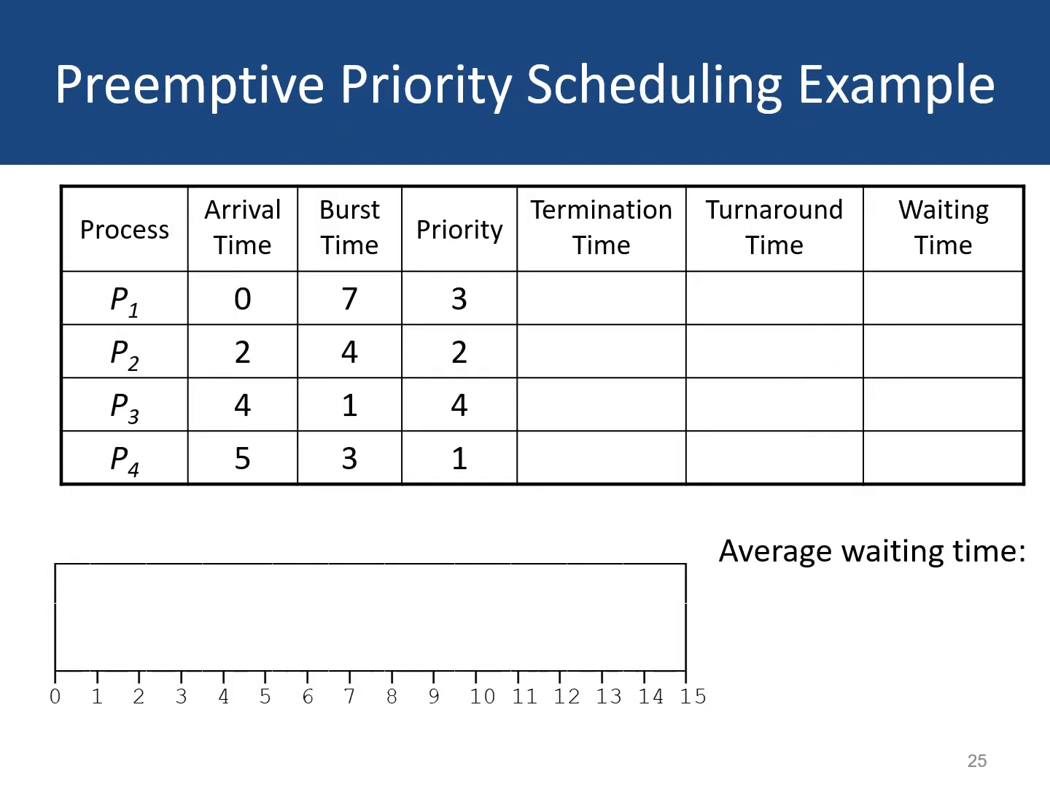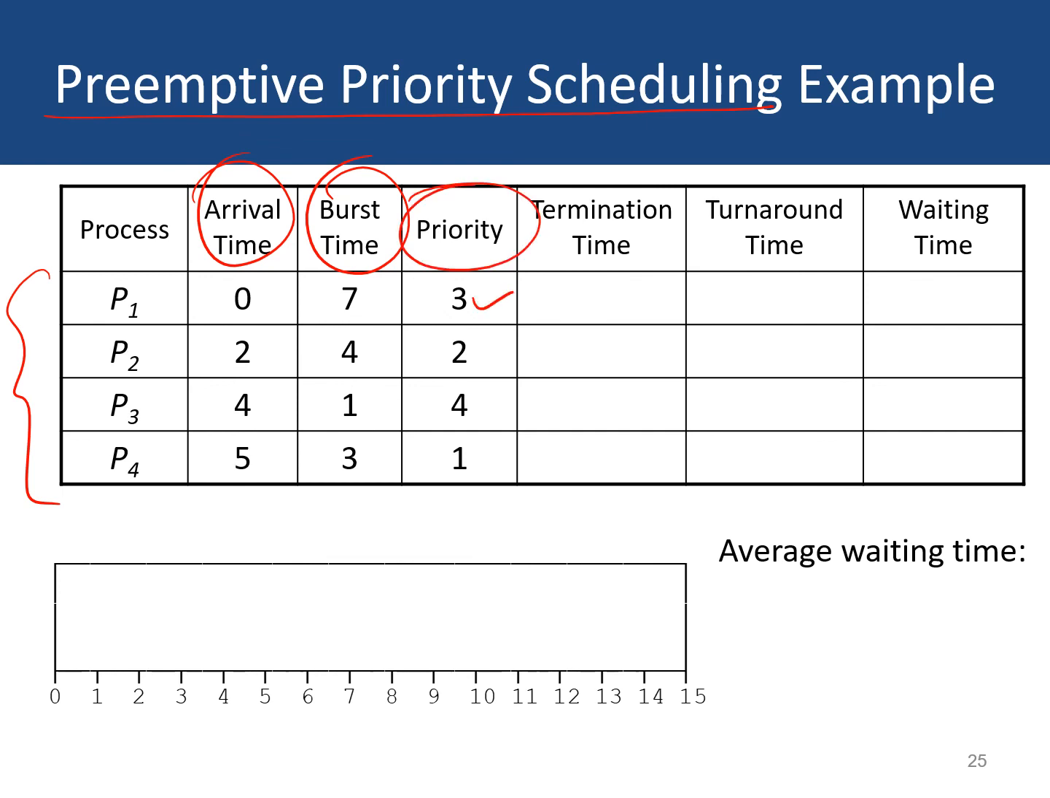Let's walk through this example to better understand the workings of preemptive priority scheduling. Once again, we have these four processes, P1, P2, P3, and P4. Their arrival times and burst times are listed in the second and third columns respectively of this table, and their priorities are indicated here in the fourth column.